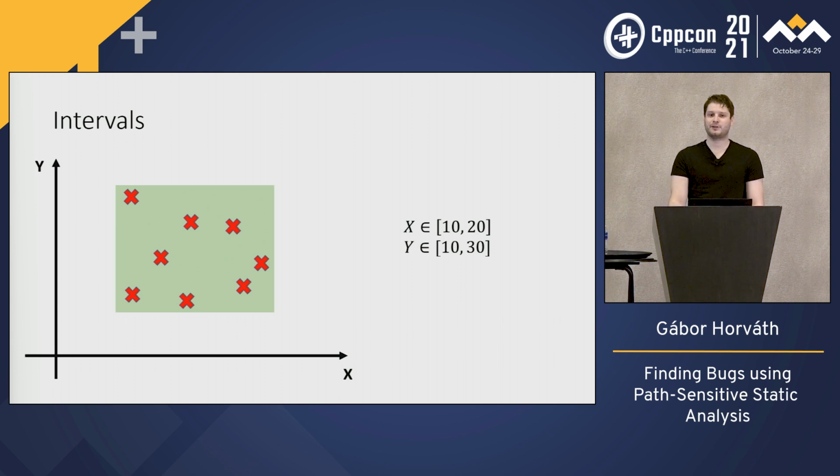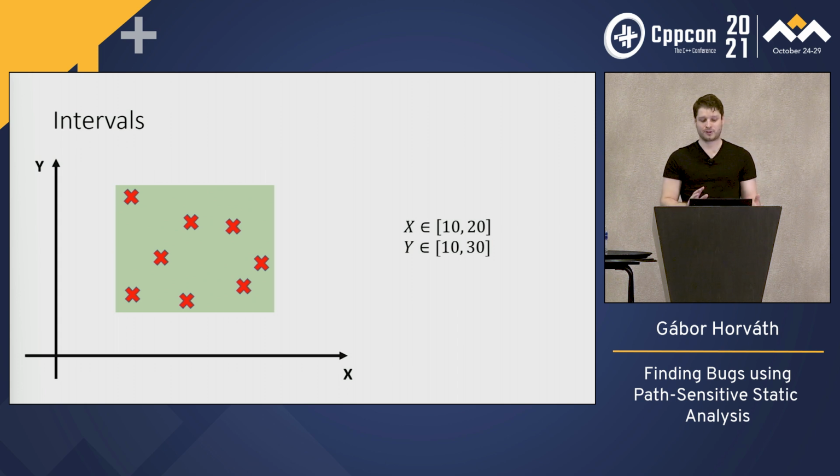So we often use approximations. When we are not sure what are the exact value pairs that might appear in the program, we might be able to give some bounds. For example, we know that x is between 10 and 20, and y is between 10 and 30. And this way we can describe a program state, and we can use this program state to evaluate certain conditions.